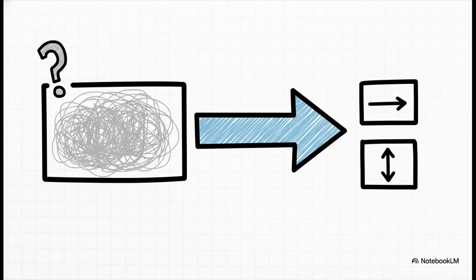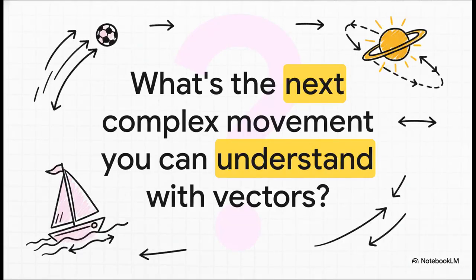So that's the whole magic trick. Vectors are basically a cheat code for physics. They let you take an intimidating two-dimensional problem, break it down into two simple one-dimensional problems that, guess what, you already know how to solve. It's a total game changer. So now you have the key. You've unlocked motion in a plane.